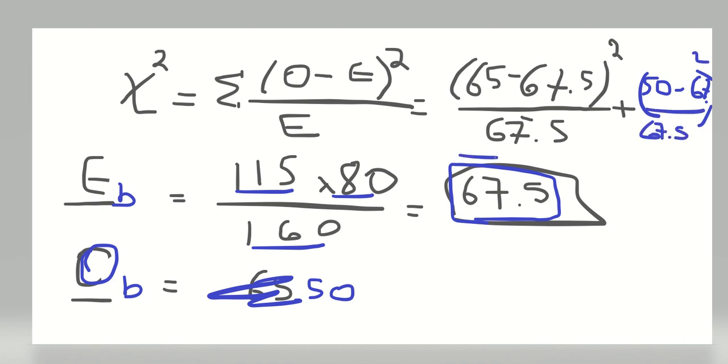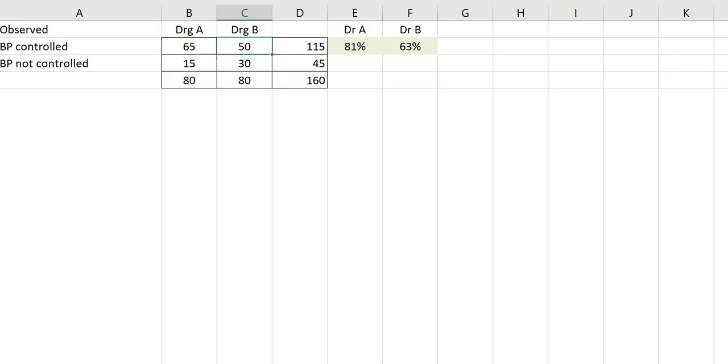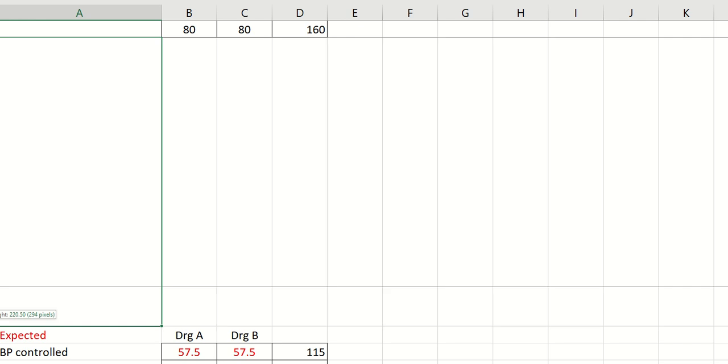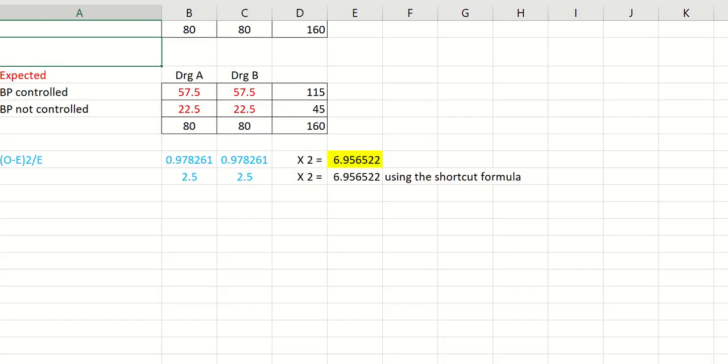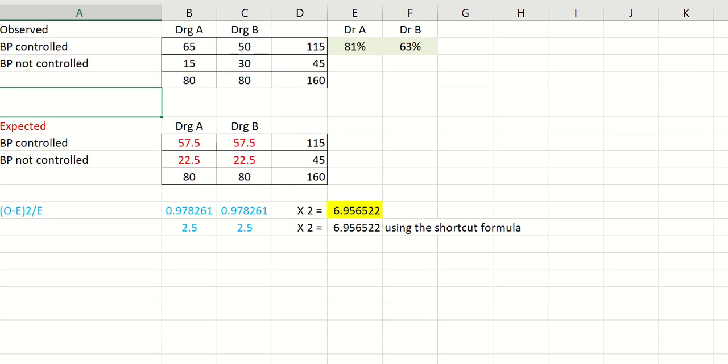67.5 plus, you're going to do cell C, meaning 45 times 80 divided by 160, so that's going to get you 22.5, and you're going to actually get also 22.5 for this cell as well. So that way I have the 4 expected for these cells, and I think I already did that calculation. Okay, so here they are, expected 57.5, 57.5, 22.5, 22.5.